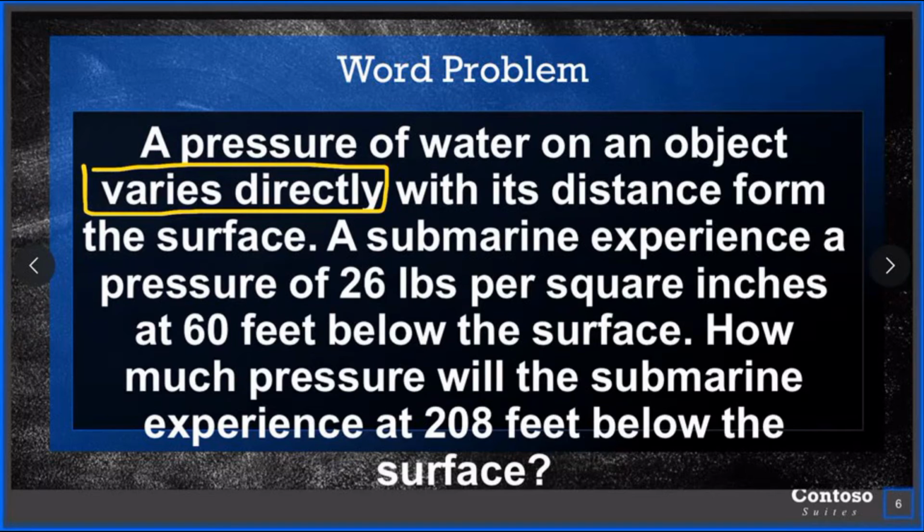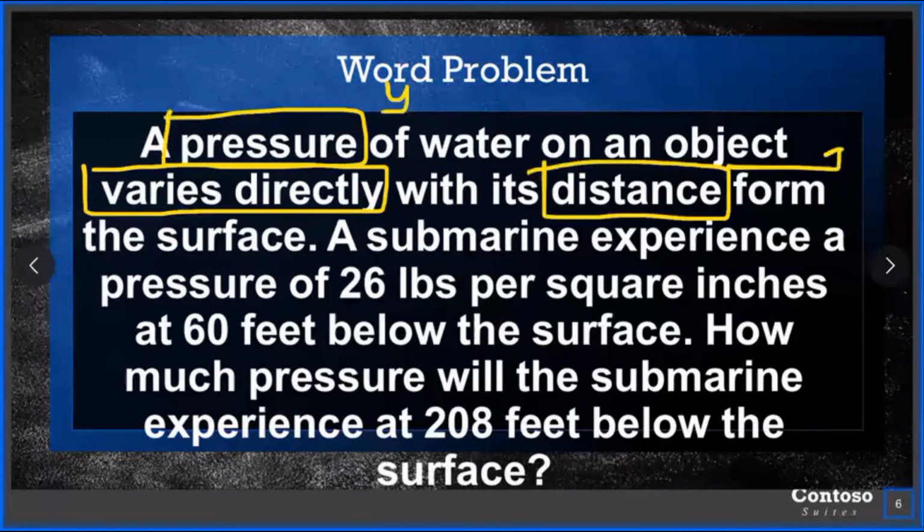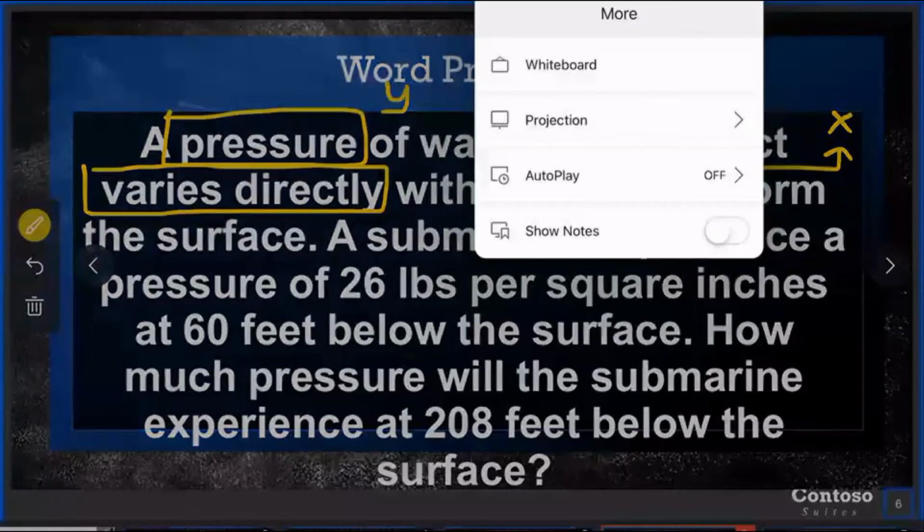Sabi dito, a pressure of water on an object. So therefore, a pressure talks about letter Y and varies directly with distance talks about X quantity. Therefore, for Y, we have pressure. For X, we have distance. So let us just write in our whiteboard. So I'll just clear this everything.